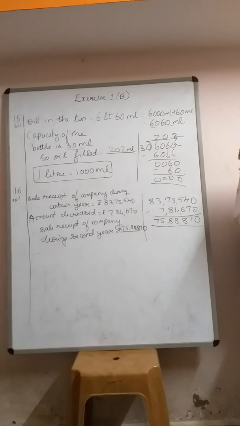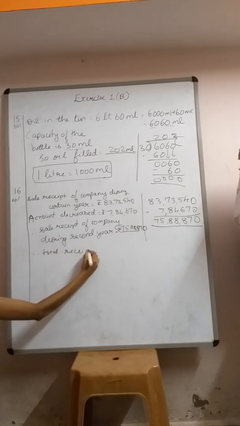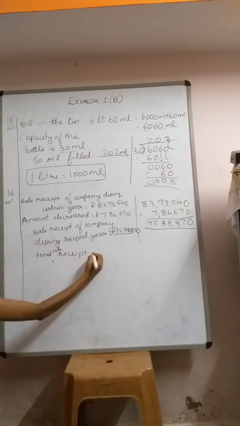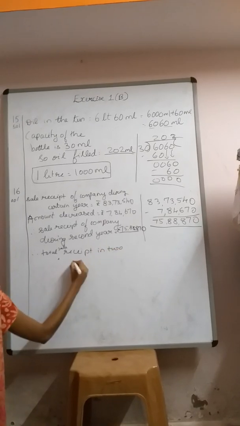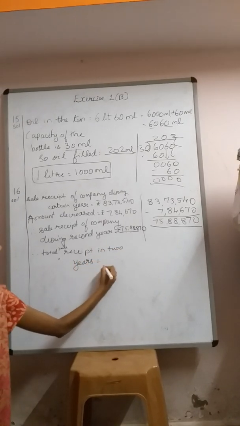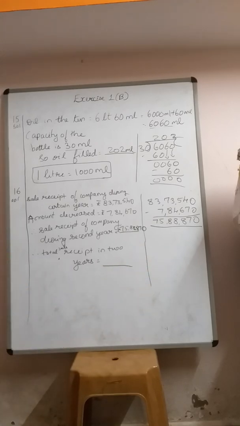Next, second question. What was the total receipt of the company during these 2 years? What we need to find? Total receipt of the company. Total means simple, you should add. So let us write the statement here. Therefore, total receipt, okay, sale receipt, fine. Total sale receipt in 2 years equals to how much? So what we need to do? We need to add the certain year amount with the second year amount. So when you add this both, the total what you get is the answer.